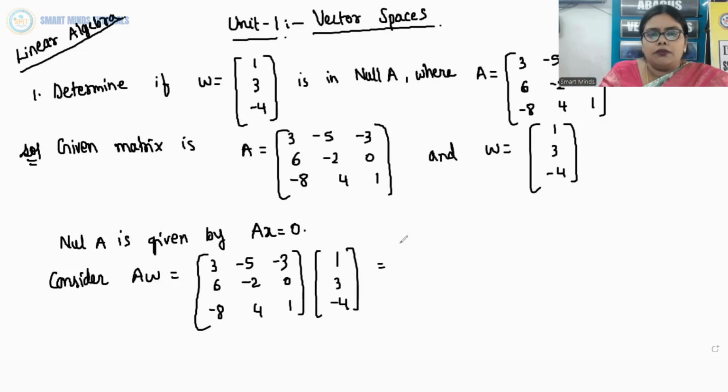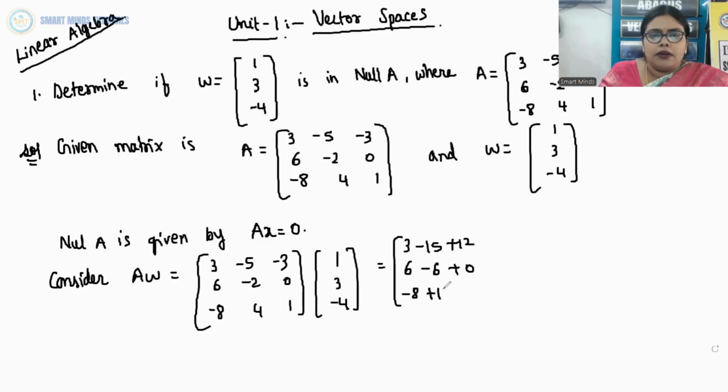Now how to multiply? First row multiply with first column. So 3 ones are 3. Minus 5 into 3 is minus 15. Minus 3 into minus 4 is plus 12. Now second row with first column. So change the line. 6 into 1 is 6. Minus 2 into 3 is minus 6. 0 into minus 4 is 0. Then third row, first column.